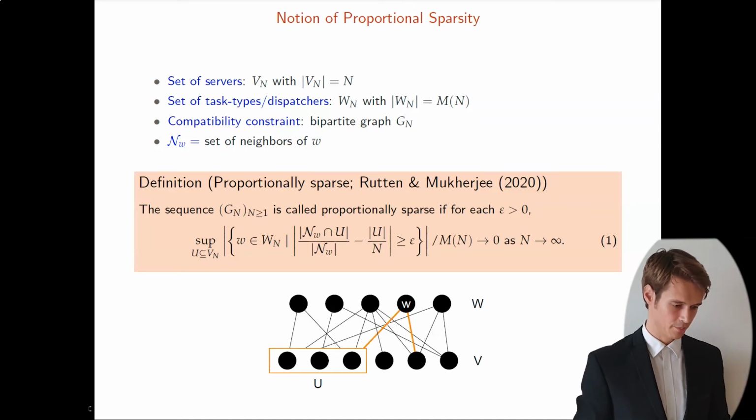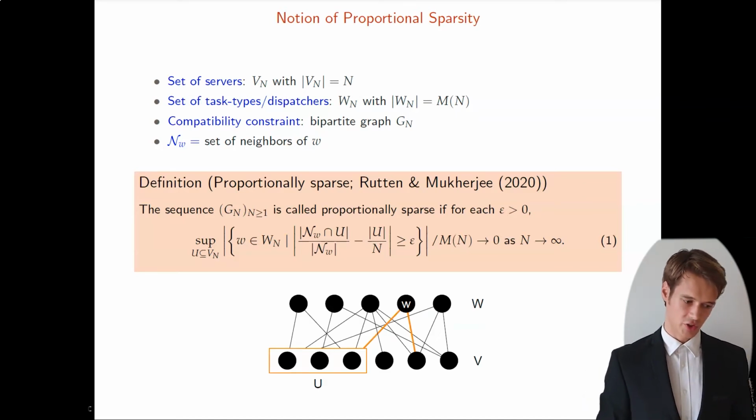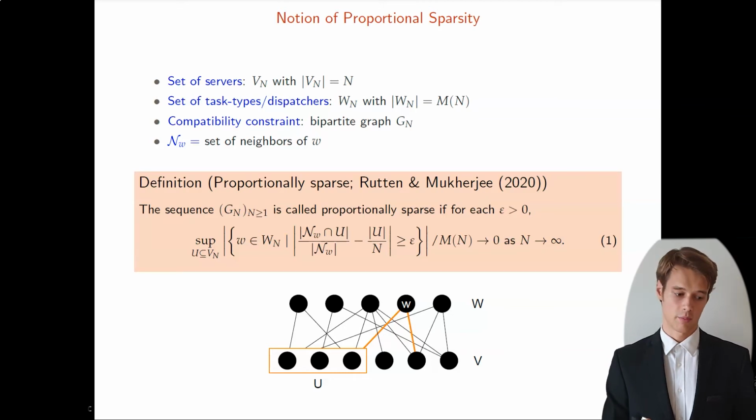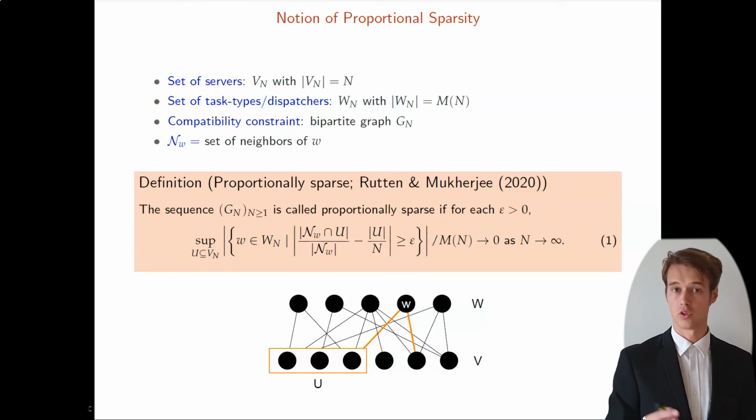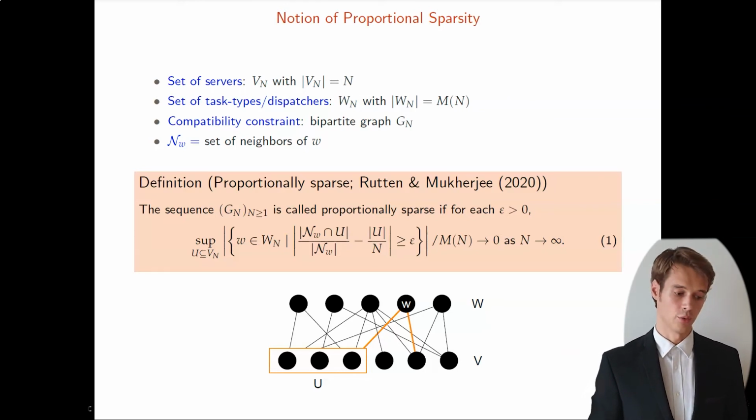That should be approximately equal to the size of this set, |U| over N. So let's see an example of that. So here we see U is 3 servers. We have 6 servers in total, so that means that |U| over N is half. So W, one dispatcher, will satisfy proportional sparsity if the number of servers connected to W in U, as a fraction of the total number of servers that W has in its neighborhood, is actually half. So here we see that it actually satisfies proportional sparsity. We see that 1 out of the 2 servers is connected to U. So again, that's a half.